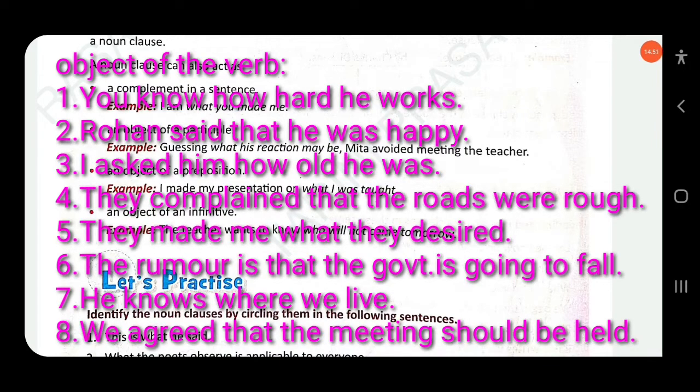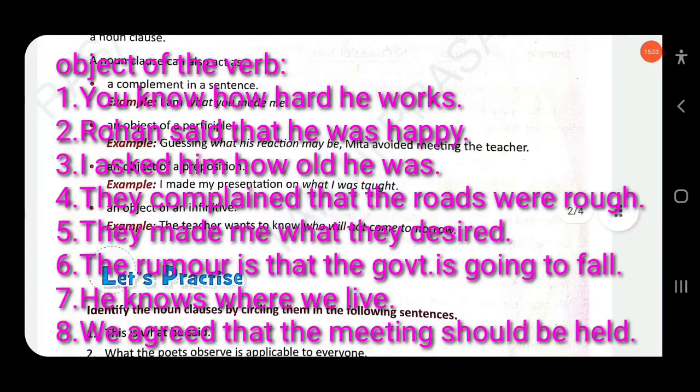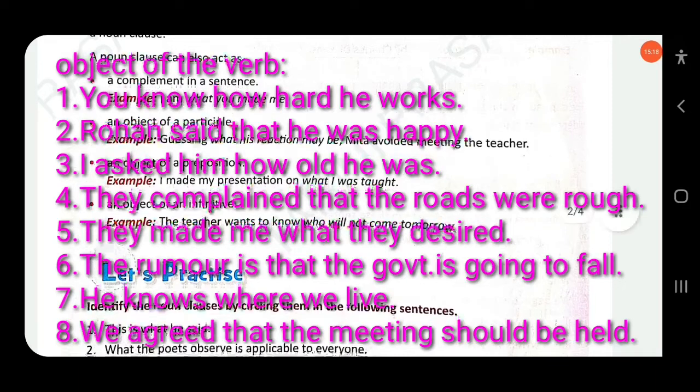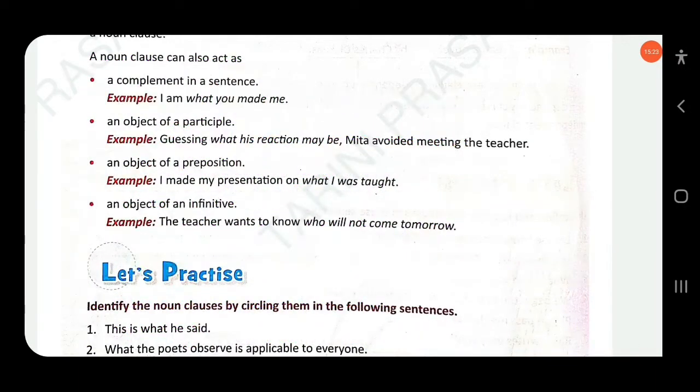Okay. Similarly, take another example. He knows where we live. He knows what? That means where we live. This is object. Okay. Noun clause functions as an object of the verb knows. Clear? Similarly, take another example. We agreed that a meeting should be held. We agreed what? We agreed that a meeting should be held. This is noun clause and it functions as an object in the sentence. Object of the verb agreed. Clear? So, this is object of the verb. Noun clause functions as an object of the verb.